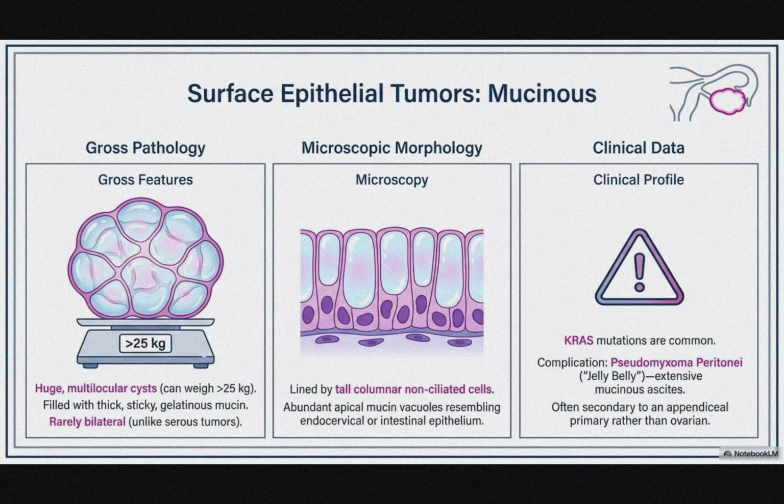Next we have the microscopic morphology. In the microscopy of mucinous surface epithelial tumors, these are lined by tall columnar non-ciliated cells with abundant apical mucin vacuoles resembling endocervical or intestinal epithelium. Clinical data: KRAS mutations are very common in mucinous surface epithelial tumors. Its complication is pseudomyxoma peritonei, that is jelly belly, extensive mucinous ascites. It is often secondary to an appendiceal primary rather than ovarian. So this is about the mucinous surface epithelial tumors.